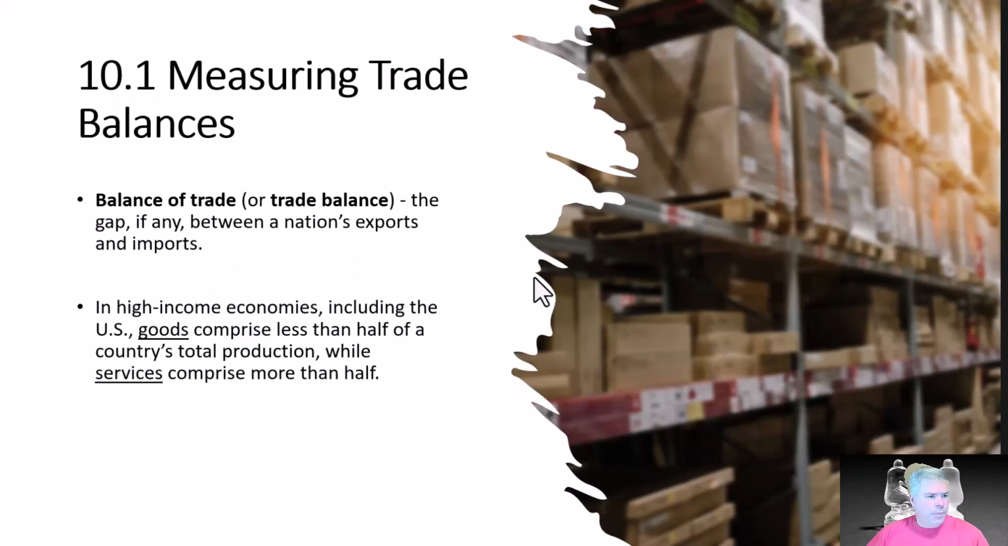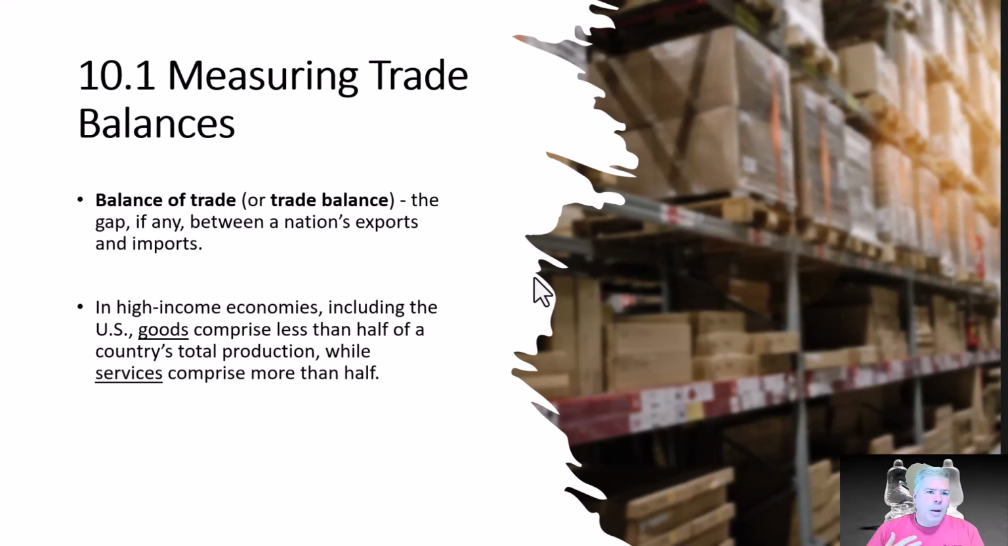import-export flow. So the first thing we need to do, when we're talking about trade in economics, where we try to measure everything, is define the term, and then talk about how it's measured. So measuring trade balances: the trade balance is the gap, if any, between nations' imports and exports, so X minus M. The value of that is the trade balance. Sometimes the trade balance is positive, sometimes it's negative.